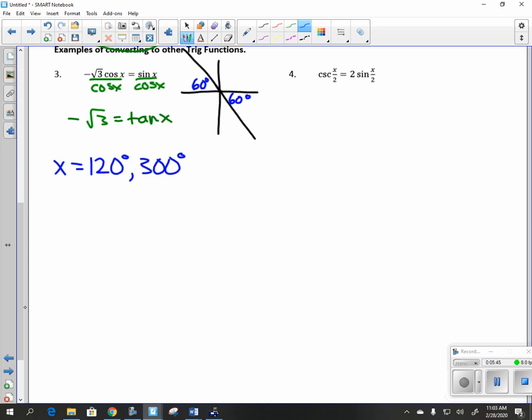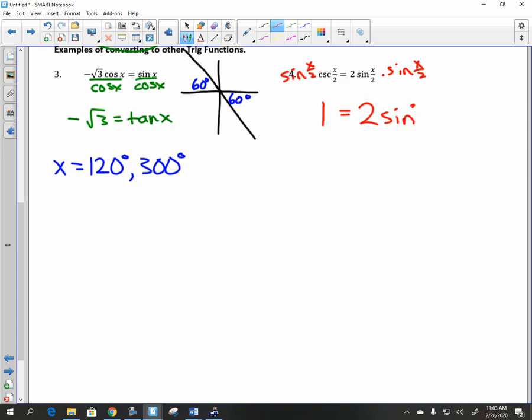Notice how the next one has two different options as well, right? We got cosecant and sine. Wish I knew the relationship between cosecant and sine. They're reciprocals? Good. What happens if you multiply two things together that are reciprocals? So what if I try multiplying by sine of x over 2 and by sine of x over 2? On the left side, they're reciprocal, so I'll end up with 1. And on the right side, I get 2 times sine squared of x over 2.